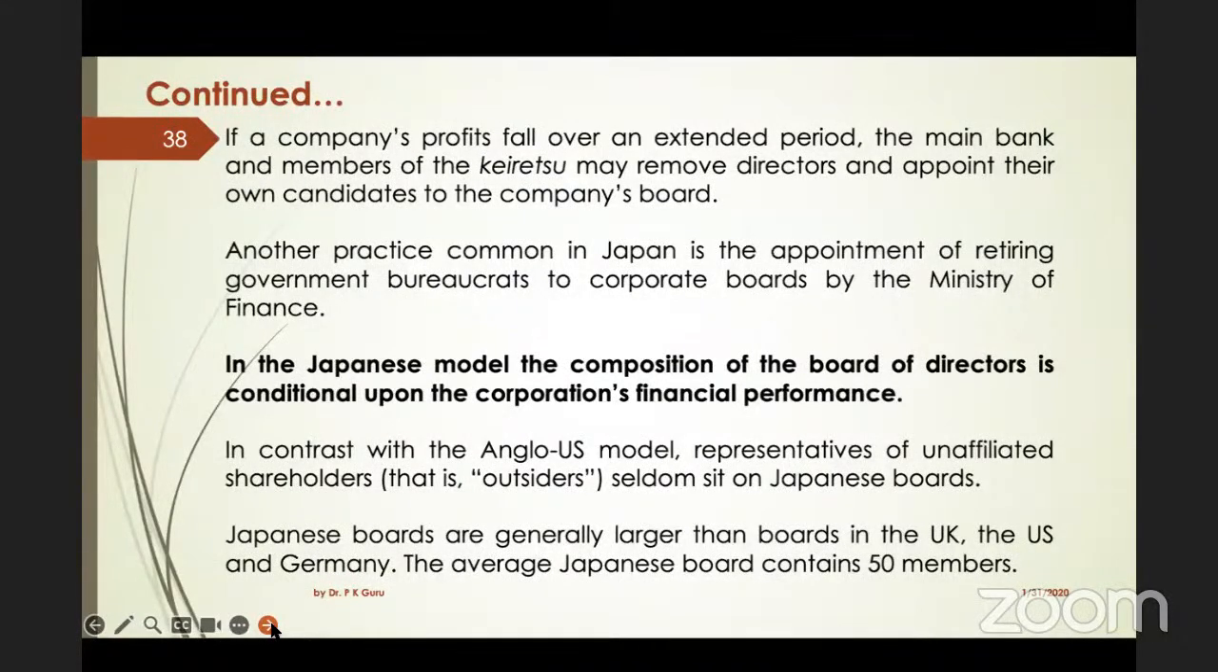In the Japanese model, the composition of the board of directors is conditional upon the corporation's financial performance. It means that a good company, making profit and doing well, can have a different type of composition, and can have executive directors who are full-time employees also. But if the company doesn't perform over a period of time, then it will be taken over.